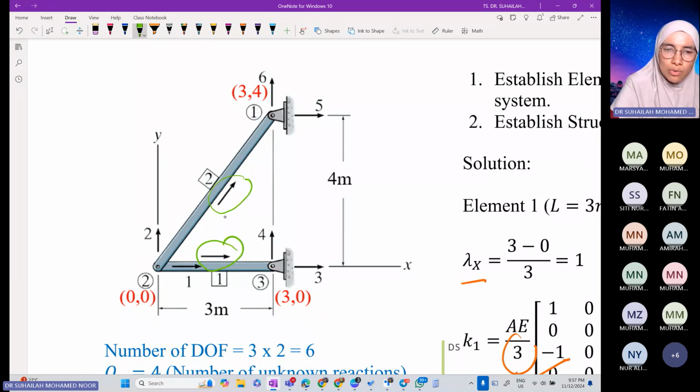Dua arrow ni represent. Dua arrow ni is needed to identify near and far end condition. So one element ni, satu elemen dia ada far end, dia ada near end. So dia sebut kat sini tadi.